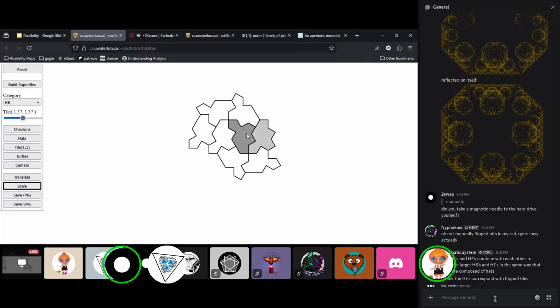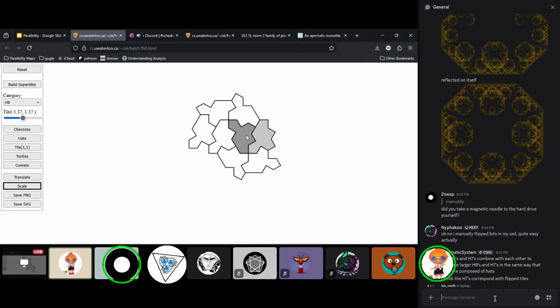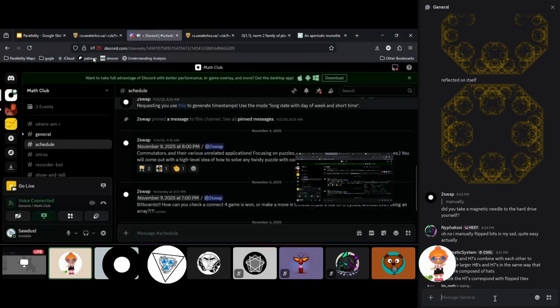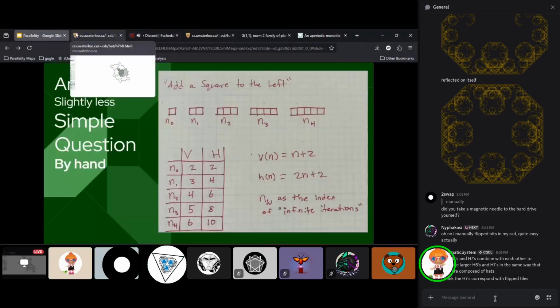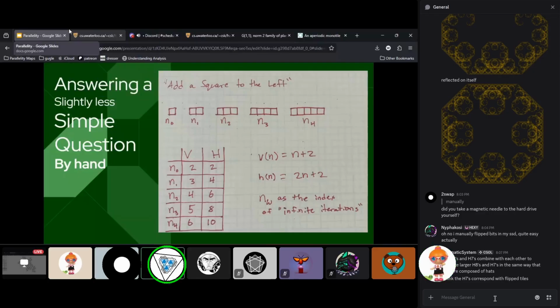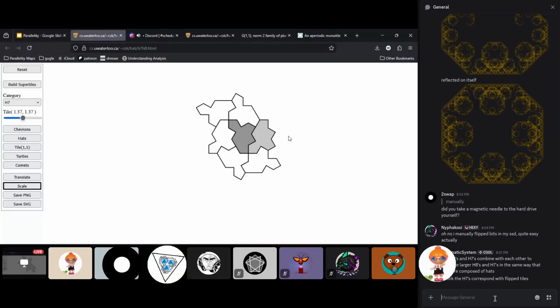Let's call a colored pair a cluster. And then there's a separate rule for what clusters do. They do 8-7. So if you go to 8-7, clusters become this. Yeah. So clusters turn into 8-7s and singles turn into H8s. Axiomatic system seems to be confirming in the chat.